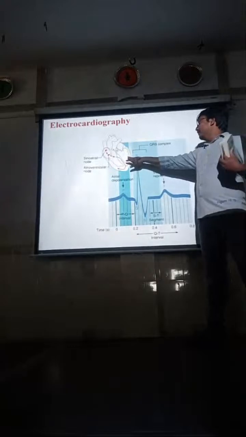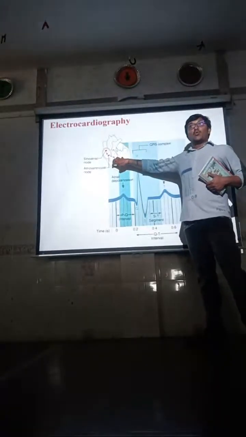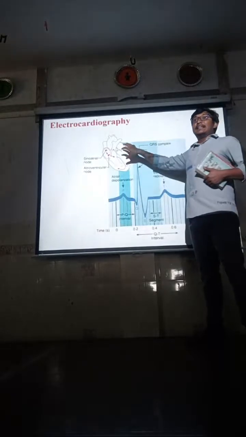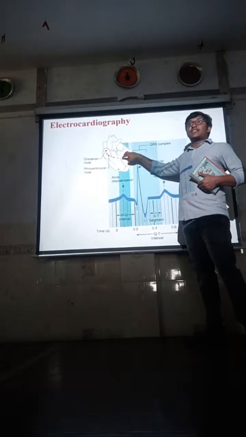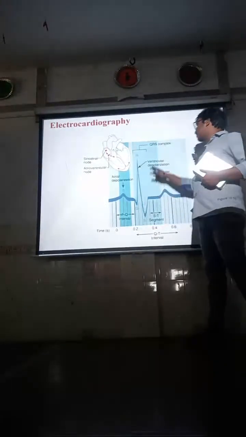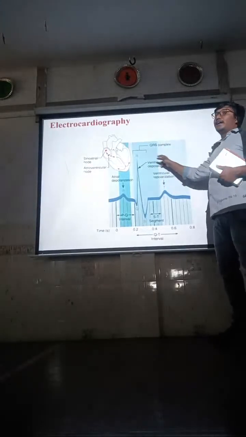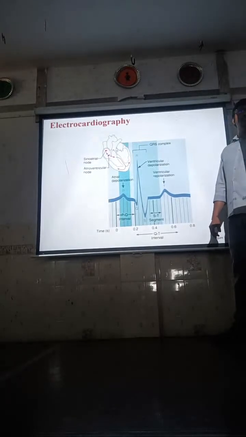So when the ventricles are contracting, the impulse is more in the ventricle. So when you are taking ECG, this atrial repolarization impulse is masked by the ventricular depolarization impulse. That's why in the QRS complex we can see only the ventricular depolarization. Am I clear? Yes, sir.